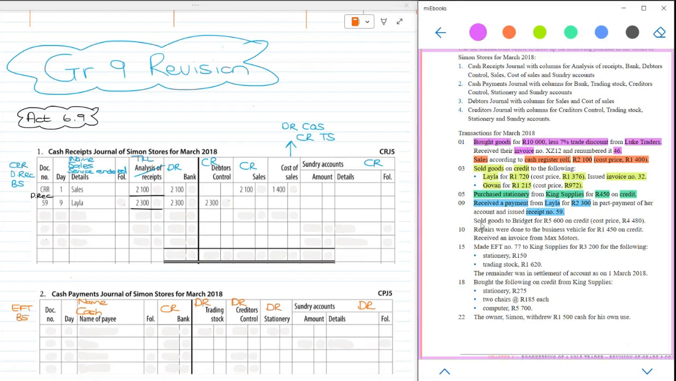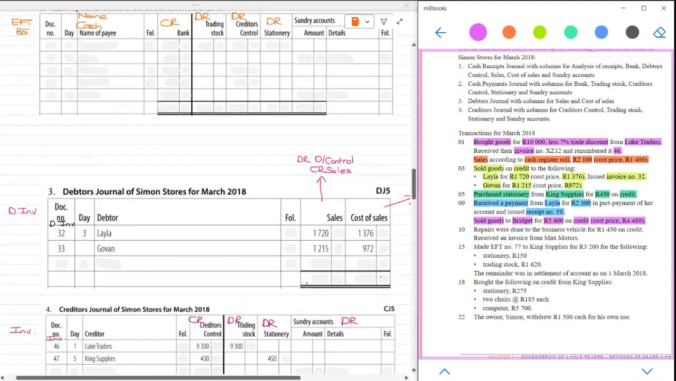Right, on the 9th, so sold to Bridget's 5,600 on credit, and they gave us the cost price. So when we sell on credit, this is our DJ transaction. So in the DJ, it will be duplicate invoice number 34. The date is the 9th. We sold to Bridget. The selling price was 5,600 and the cost price 4,480.